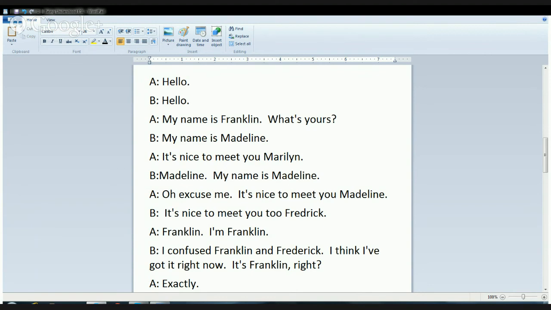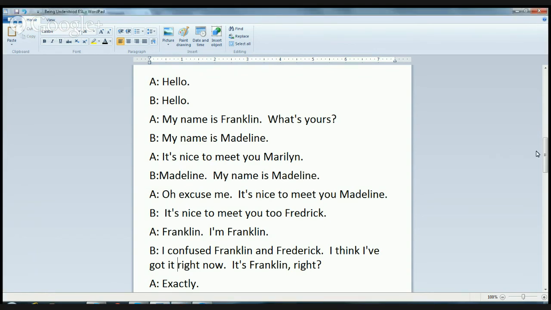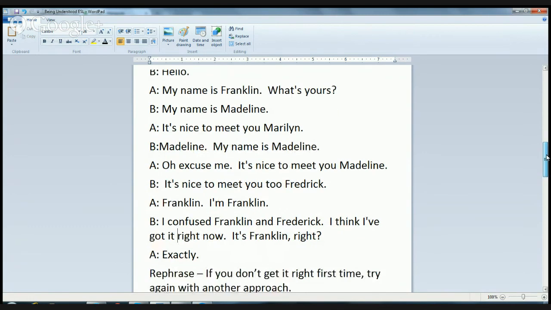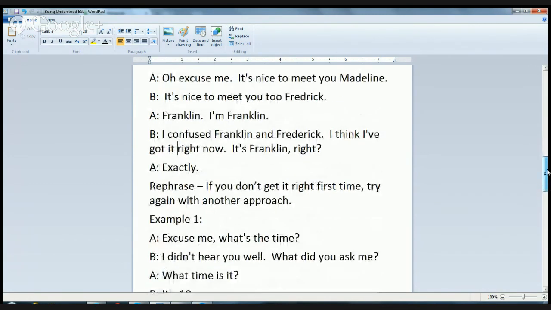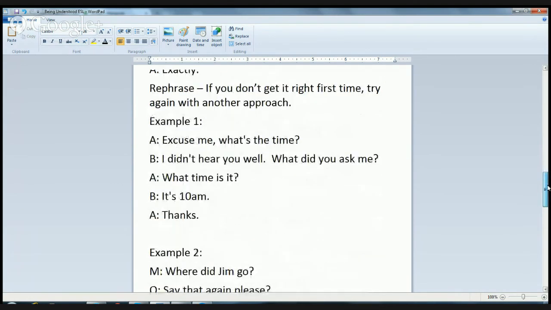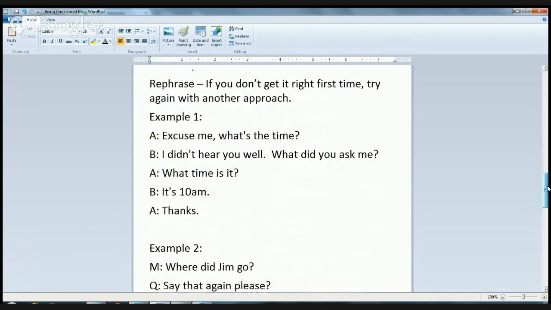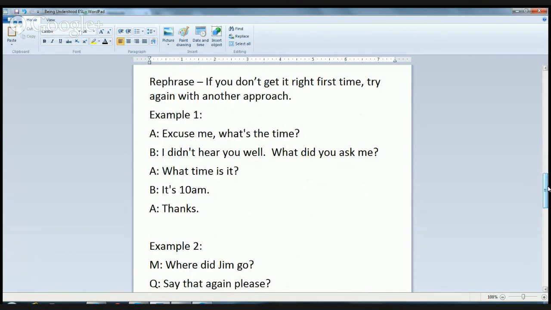Okay, very good. Nice job. Let's try a different dialogue and let's see if we can get it into mind. So here's the next idea. If the person doesn't understand you the first time, let's try to rephrase. Try to say it in a slightly different way.